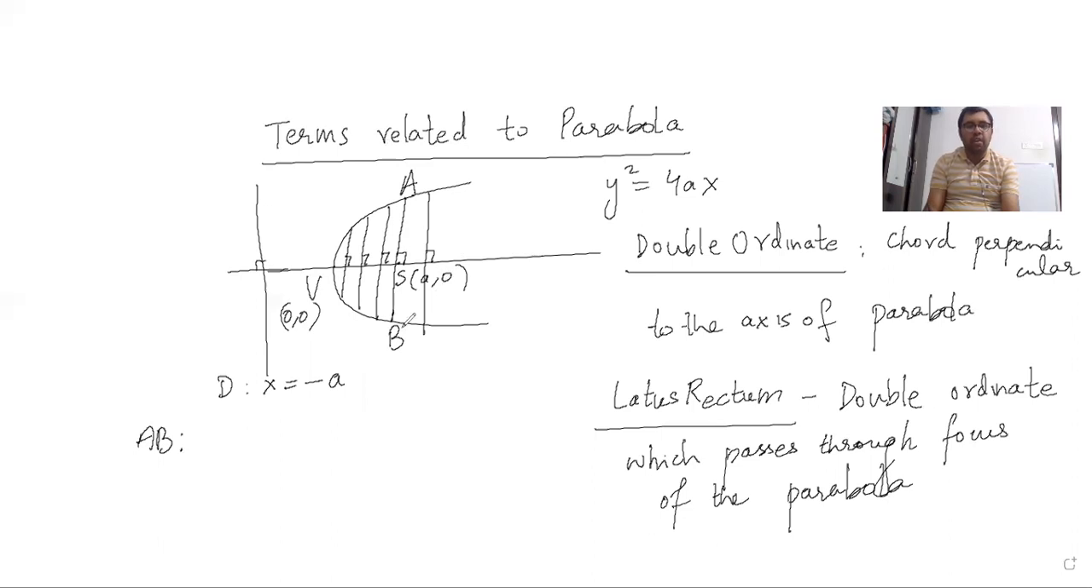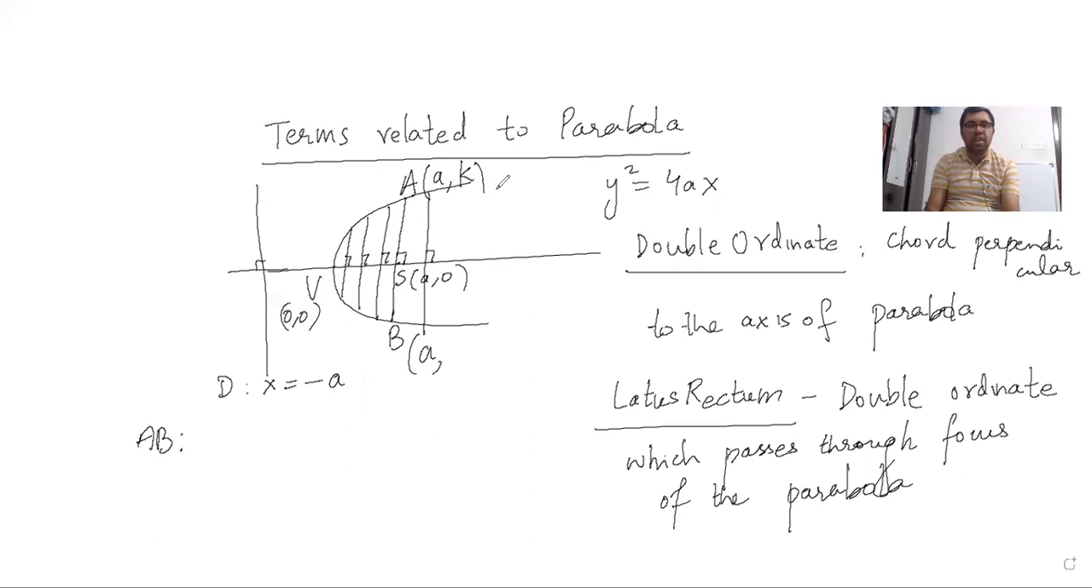Now, how do we find out the length of the latus rectum? See, this chord is passing through the focus and it is perpendicular to the axis. Therefore, it is parallel to the y-axis. And the coordinates of focus are a comma 0. Therefore, for point A also the x coordinate will be a, and for point B also the x coordinate will be a.